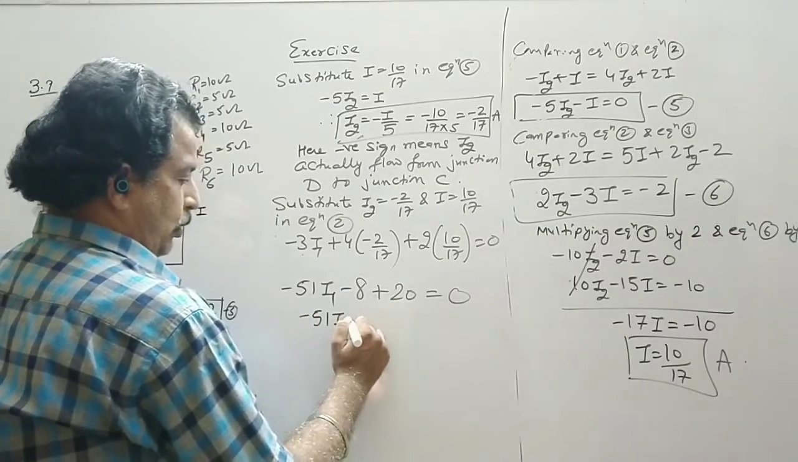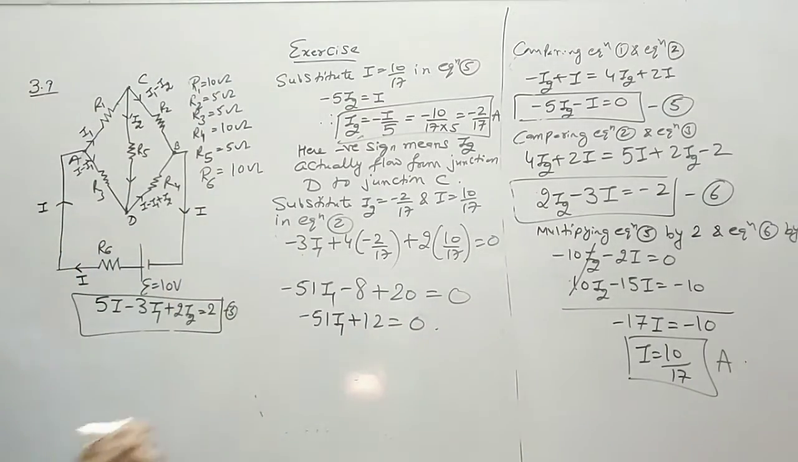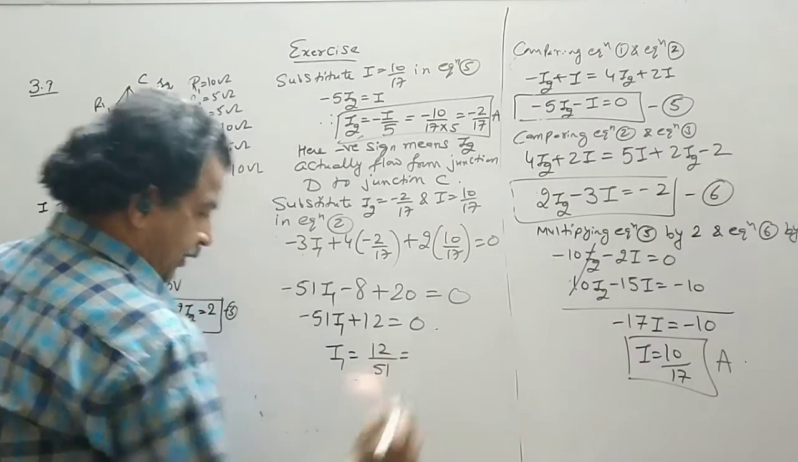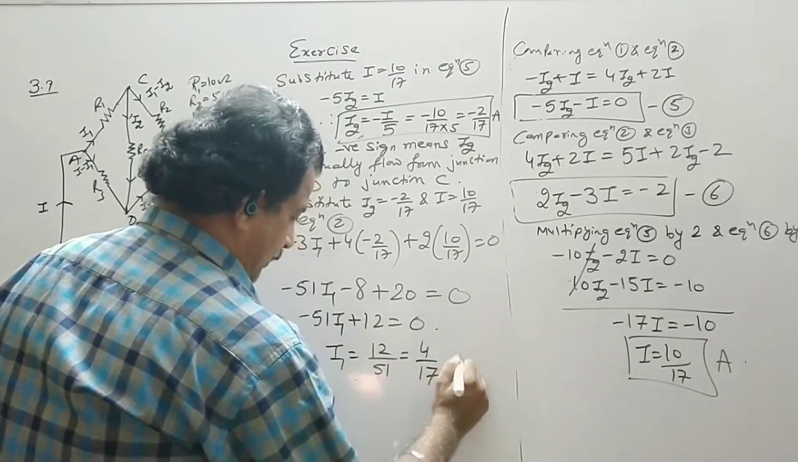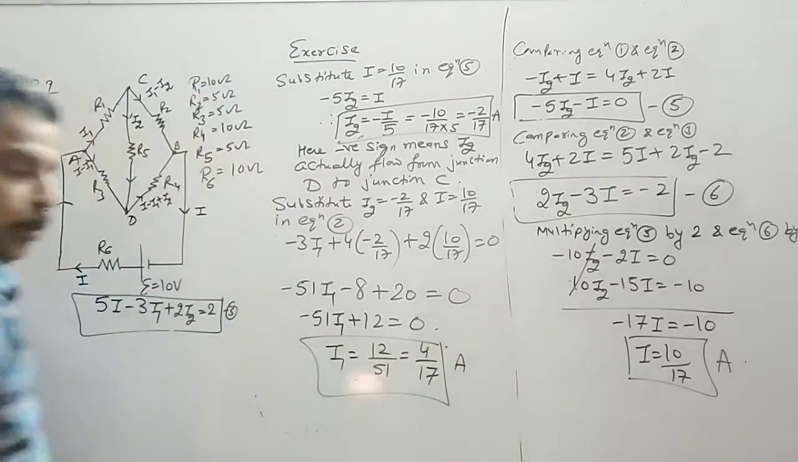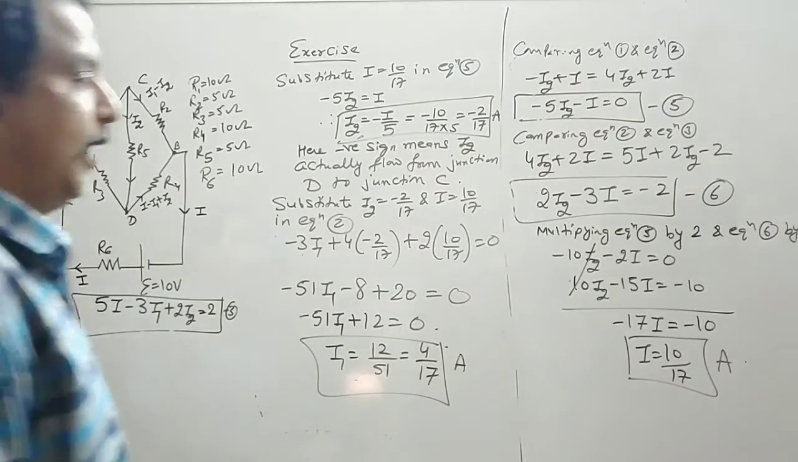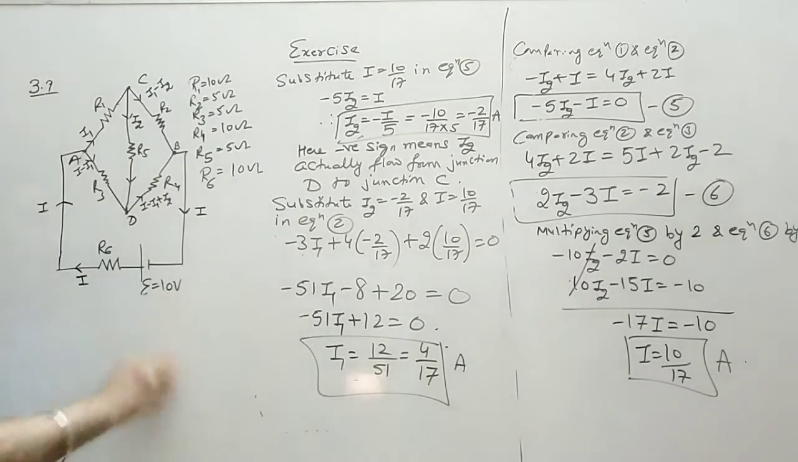This is equal to plus 12 is equal to 0. So I1 is equal to 12 upon 51, that is again 4 upon 17 ampere. So this is the current flowing through R1. Now you have to write the name of each and every branch in the answer, that whatever amount of current is flowing in the respective branches.